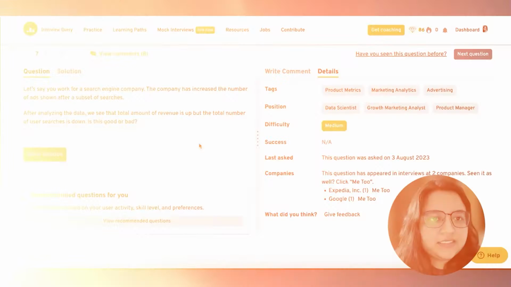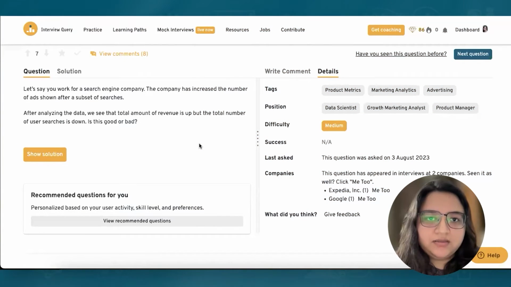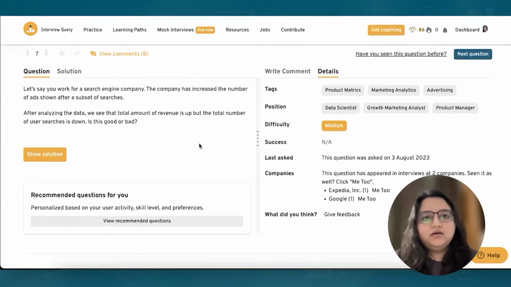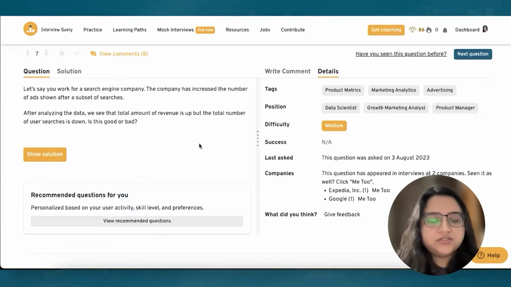So let's start. Let's say you work for a search engine company. The company has increased the number of ads shown after a subset of searches. The data shows that the total amount of revenue is up, but the total number of user searches is down. Is this good or bad?